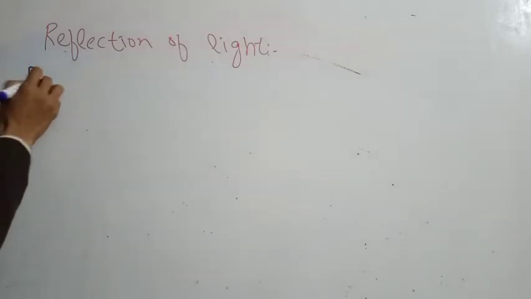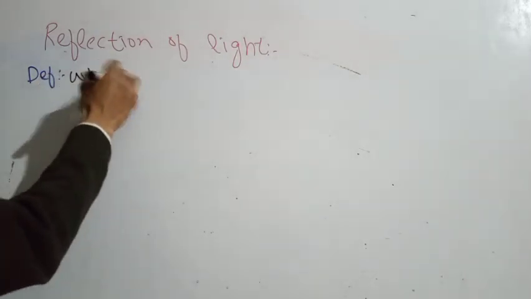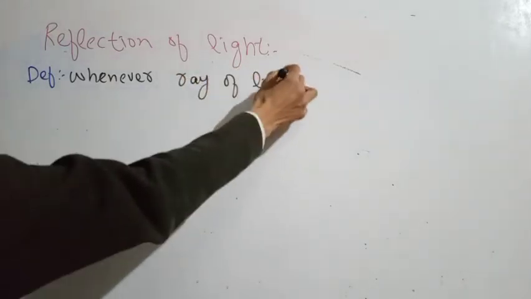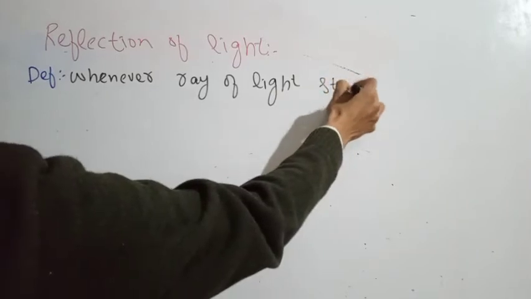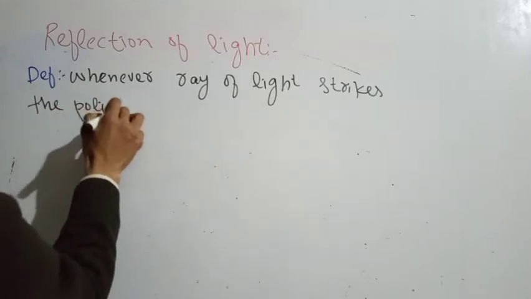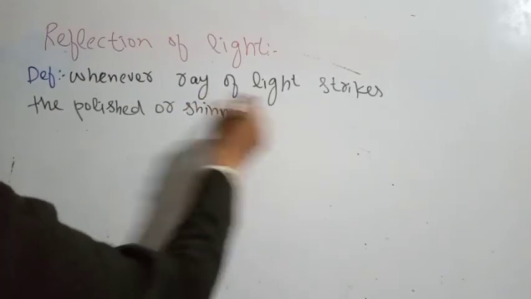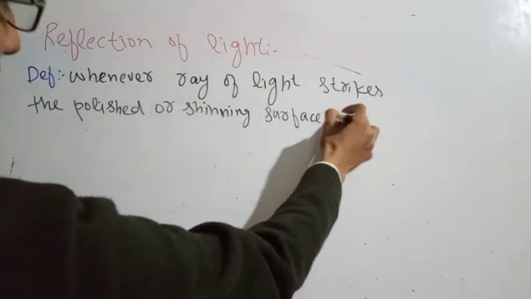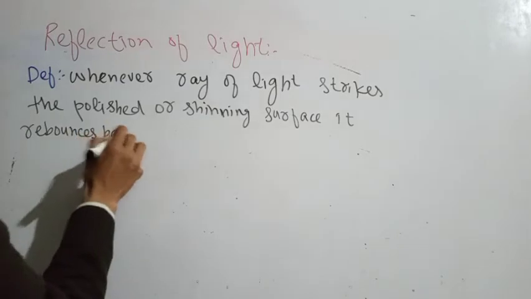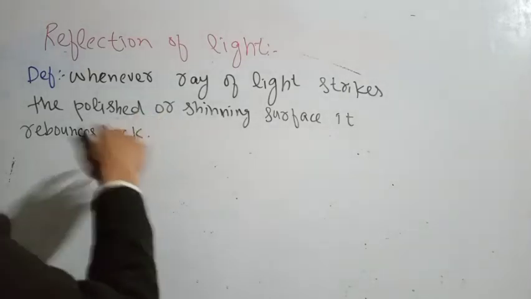So the definition of reflection of light is that whenever a ray of light strikes a polished or shining surface, it rebounds back. So the rebouncing back of the ray of light is known as the reflection of light.